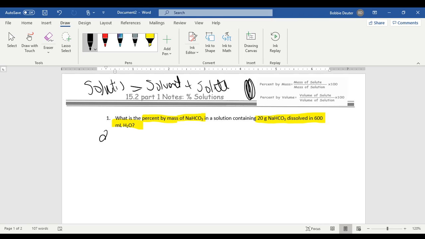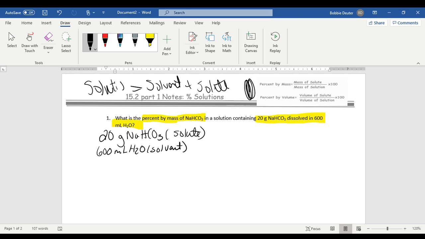So we have our 20 grams of NaHCO3, or sodium hydrogen carbonate, which is our solute. Then we have 600 milliliters of H2O. This is our solvent. Okay, but in this problem, we need to have grams.